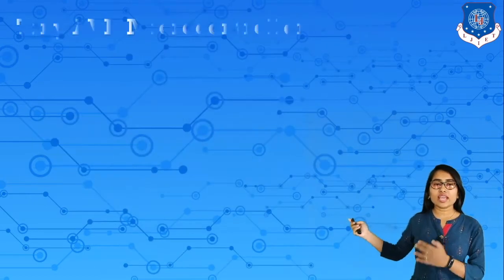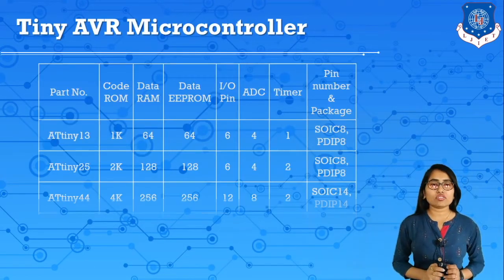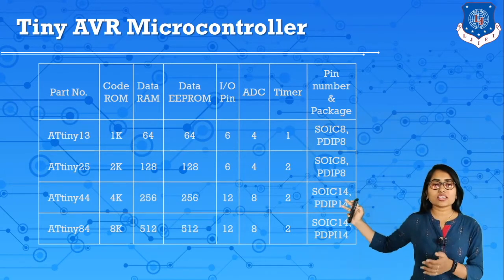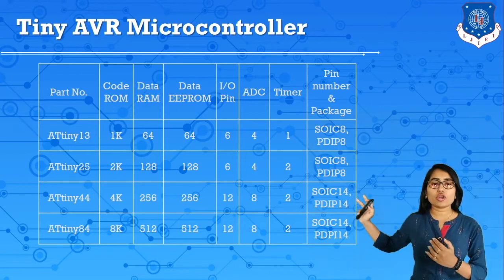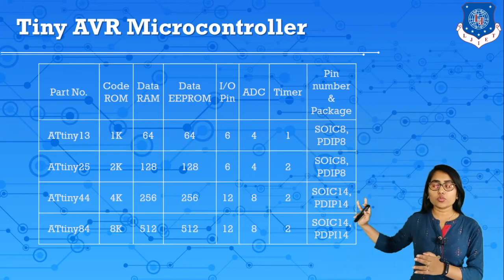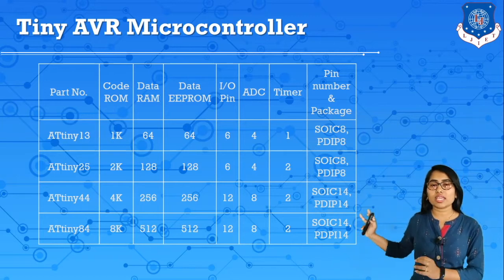And here we have a table of the Tiny AVR family. So ATtiny10. It has a ROM of 1K, RAM of 64, EEPROM of 64, 6 input output pins, 4-bit ADC, 1 timer, and is available in a SOIC8 PDIP8 package.